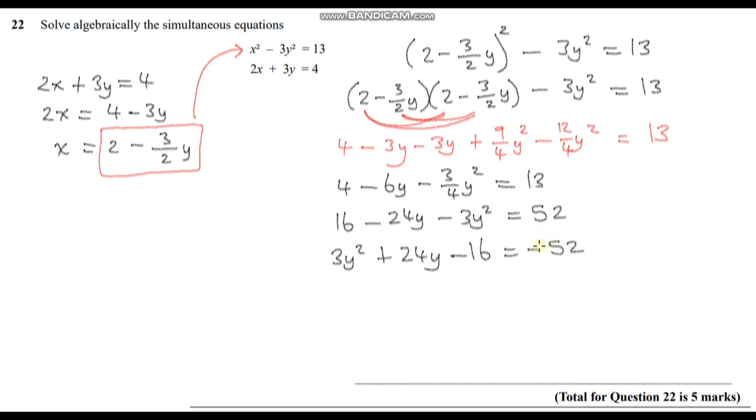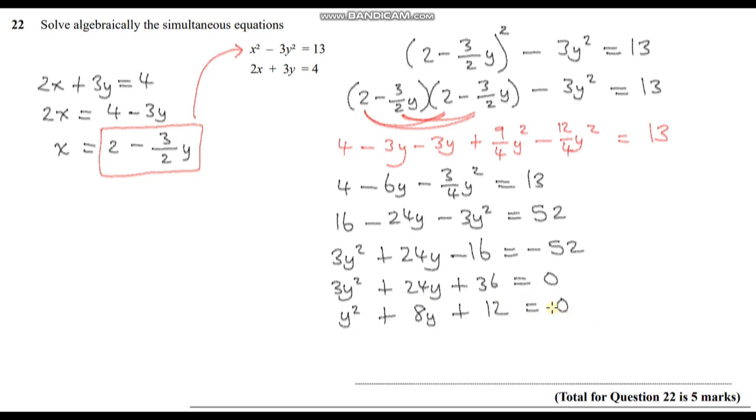And now to solve any quadratic, we need to get 0 on one side. So if we add 52 to both sides, we've got 3y squared plus 24y. Now if we add 52 to 16, that gives us 36. So plus 36, that equals 0. Now I can see that we can divide everything by 3. So that gives us y squared plus 8y plus 12 equals 0.